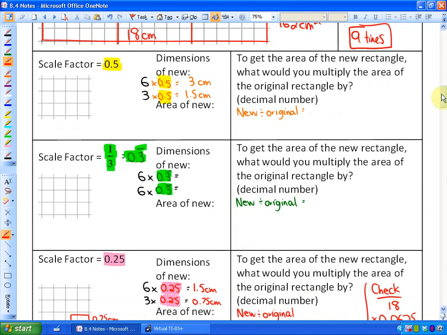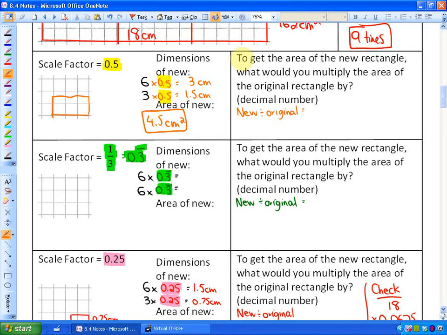Now the next part of the activity is what happens when we use a scale factor that's less than 1, or make the original smaller. A scale factor of 0.5 would make the original 6 by 3 rectangle into a 3 by 1.5 rectangle, and that area, 3 times 1.5, is 4.5 centimeters squared.